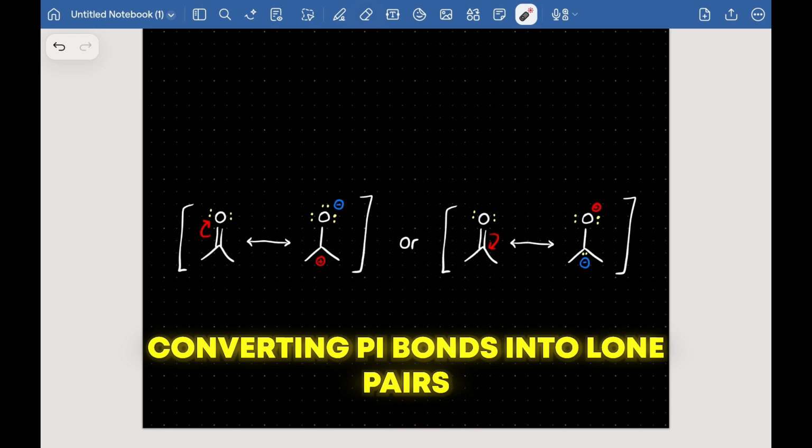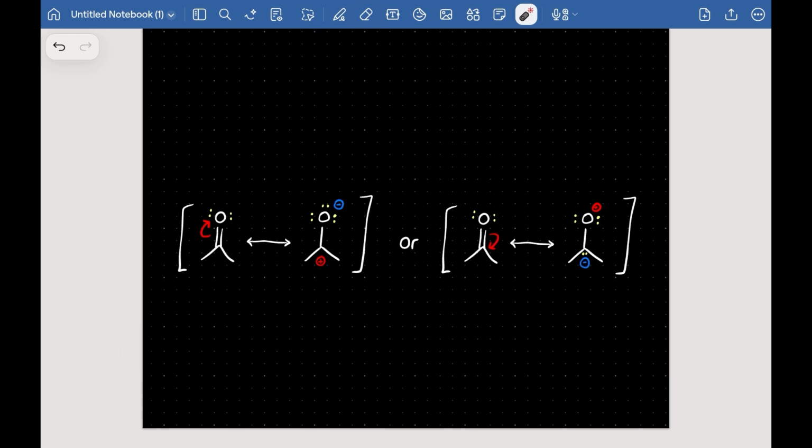Okay, so now let's move on to step 2: converting pi bonds into lone pairs. So we try to move the double bond to form a lone pair, and we see that we can move the bond in either direction, so either in this or either in this. And neither of these structures violates the 2 commandments, so both structures above are valid resonance structures. However, the right structure, although valid, is not a significant resonance structure.